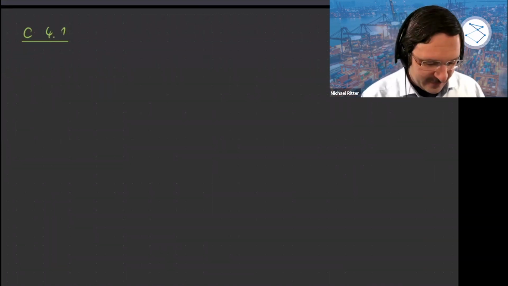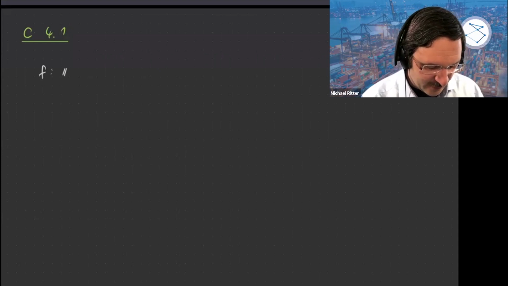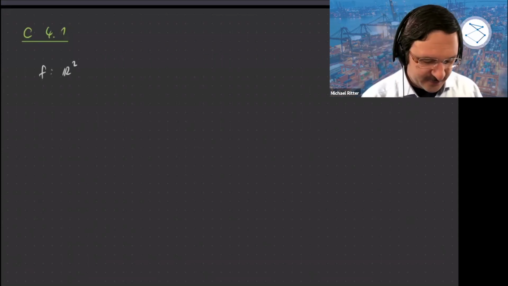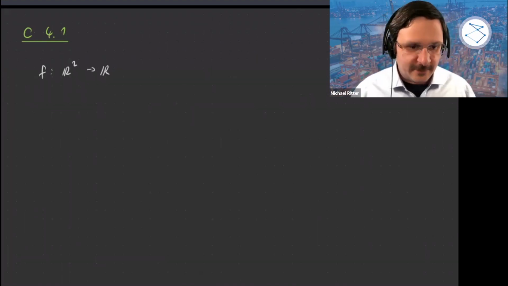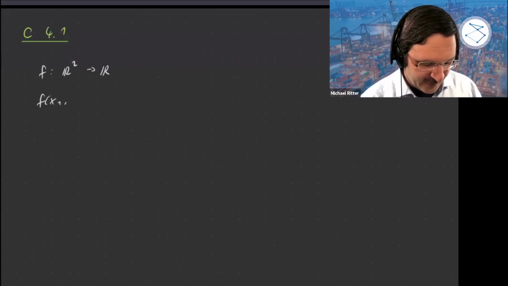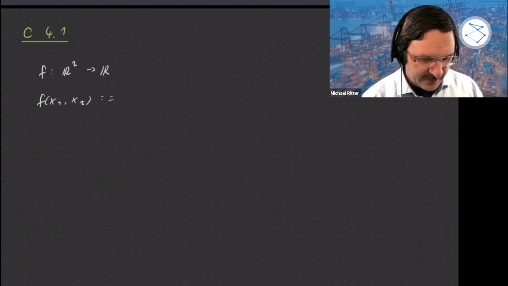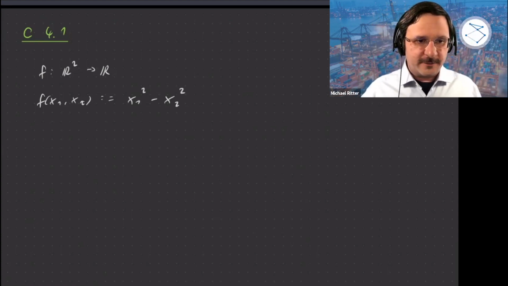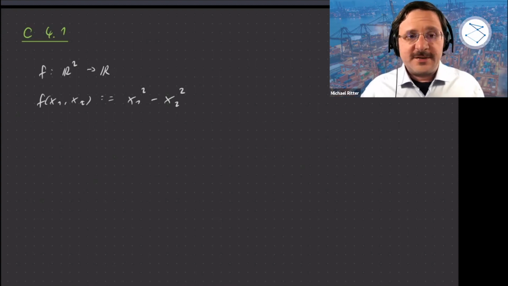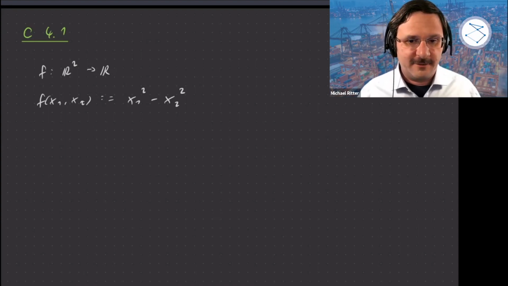So in this problem, we have a function that's defined on R2. So R2 is the coordinate space. We have two input coordinates, and it maps to R. So the function value is always just a real number. And the function is defined as f of x1, x2 is x1 squared minus x2 squared. So pretty basic multivariate polynomial. The question is, sketch the level sets of f and the graphs of the restrictions of f to the coordinate axis. And then also we have to determine the gradient and the Hessian of that function f.